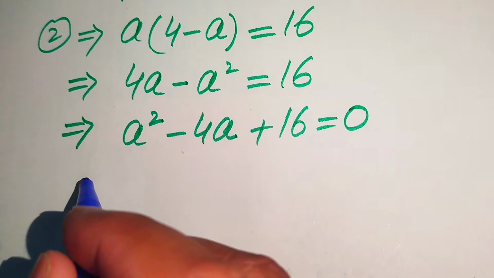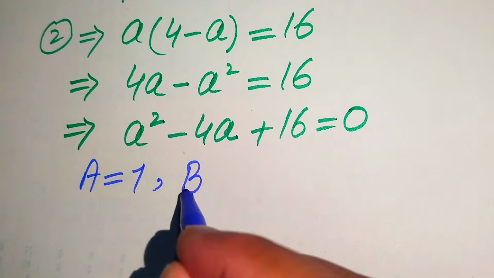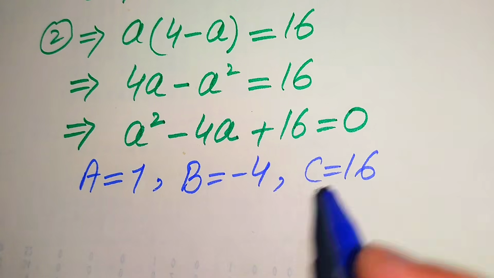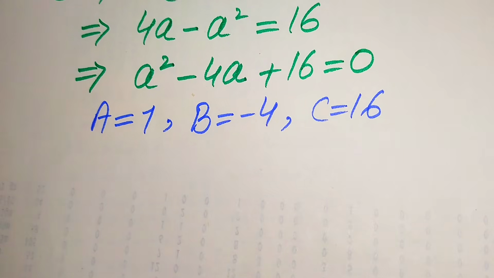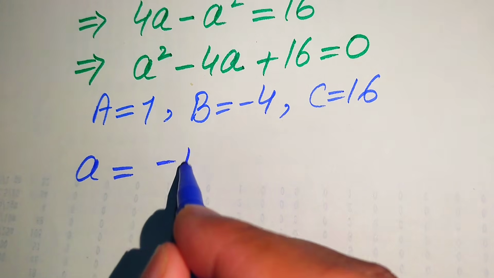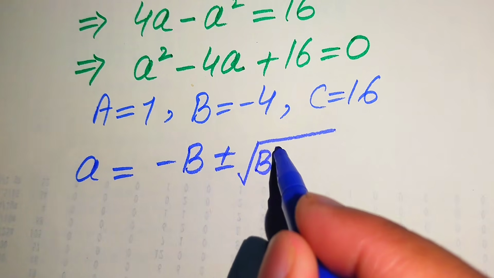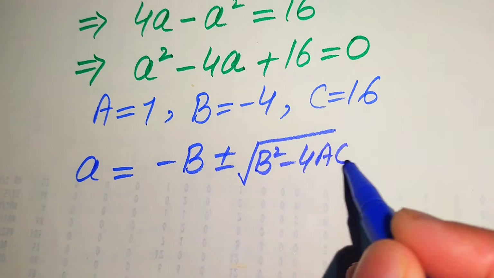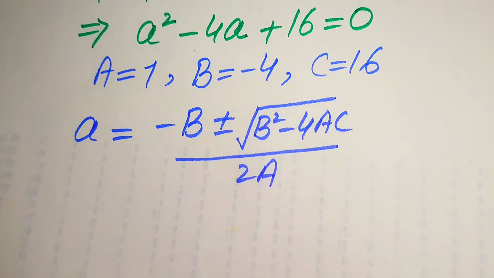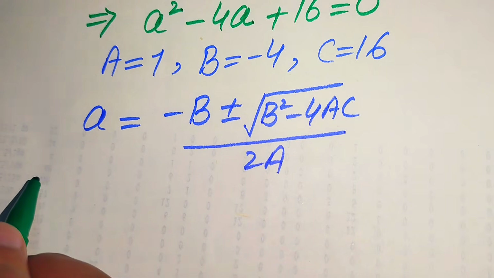For this we first write the coefficients of this equation, and its coefficients are a = 1, b = -4, and c = 16. And we state the quadratic formula in this form. So we have a = (-b ± square root of (b² - 4ac)) divided by 2a. This is our quadratic formula, and here we substitute all the values of a, b, and c in this formula.